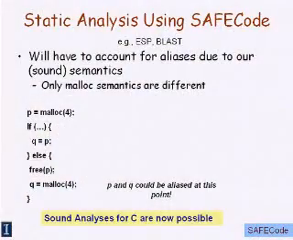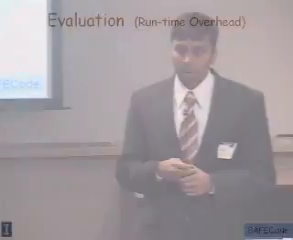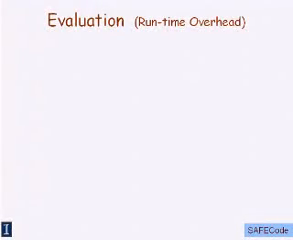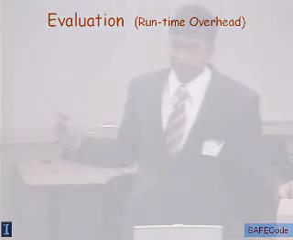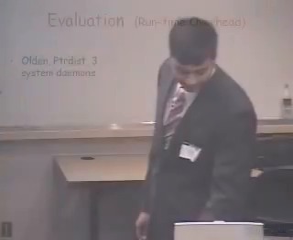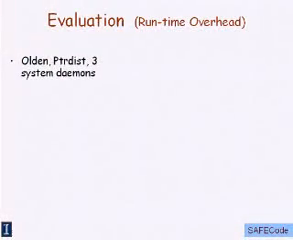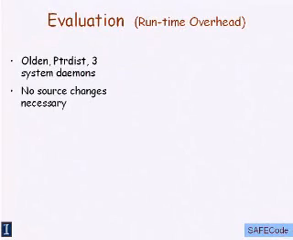So the conclusion here is that you can do sound analysis for C now. They could be either flow sensitive or flow insensitive. You just need to make changes to the malloc semantics in your software analysis code. We evaluated our system on certain benchmarks like Olden, PtrDist, and a few system software like daemons, and we found that we didn't have to make any source changes. It completely works out of the box.